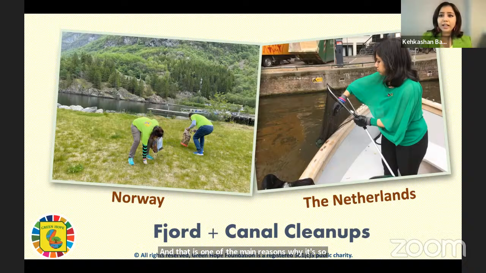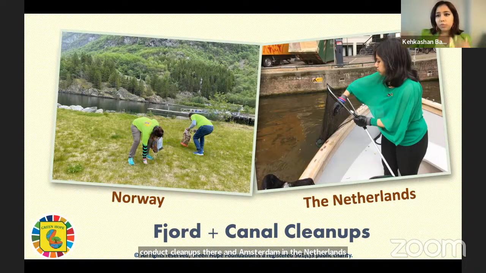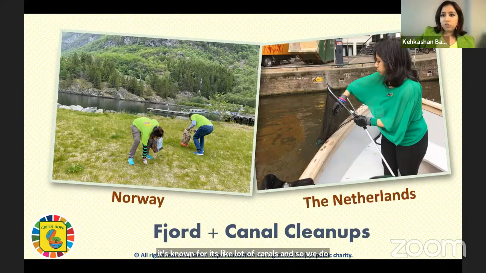So we, again, were like, okay, the simplest actions are sometimes the most effective. And so we conduct cleanups all across the world. So in Norway, they have very unique formations called fjords. We have some of those in Canada too, where we conduct cleanups there. In Amsterdam, in the Netherlands, it's known for its lot of canals, and so we do plastic fishing there. So we quite literally use a net to fish out the plastic from the canals.